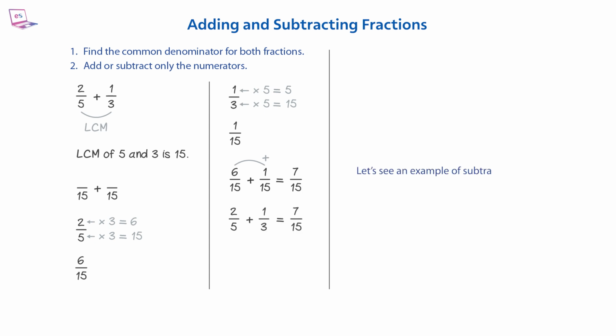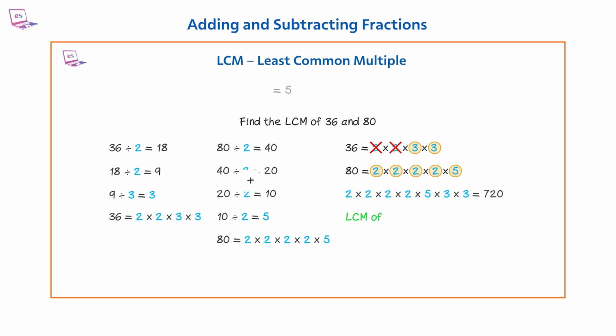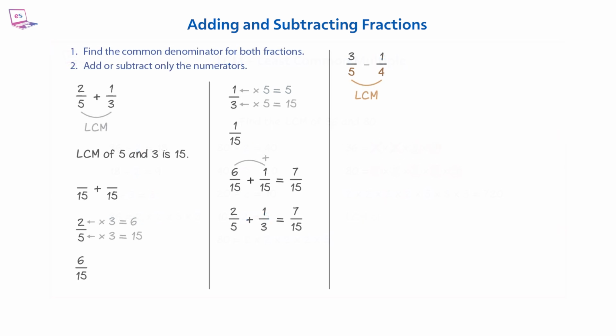Let's see an example of subtracting two fractions. Here, you have to subtract 1/4 from 3/5. First, we have to find a common denominator for both fractions. The easiest way is to find the LCM, or the lowest common multiple of the numbers. You can find the LCM of two numbers using the multiples method, or prime factorization. We have explained both methods in earlier videos. LCM of 5 and 4 is 20.